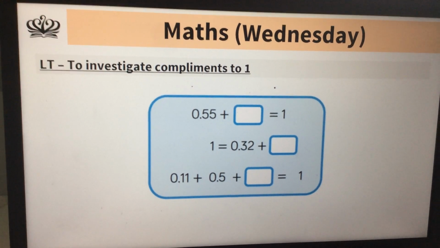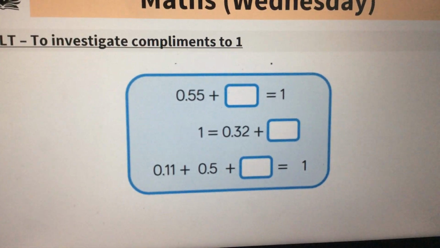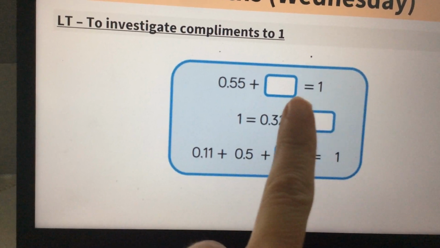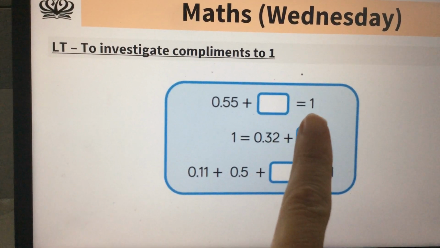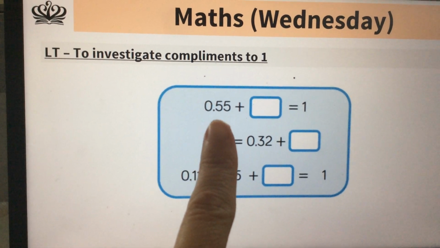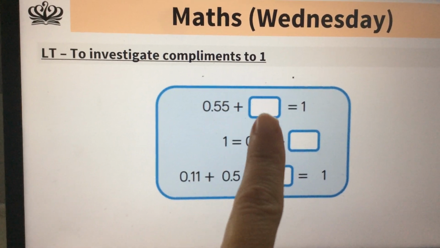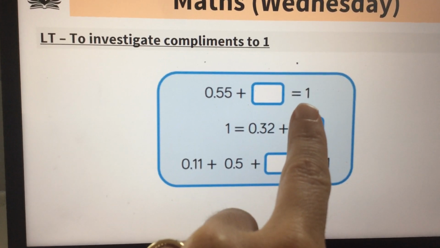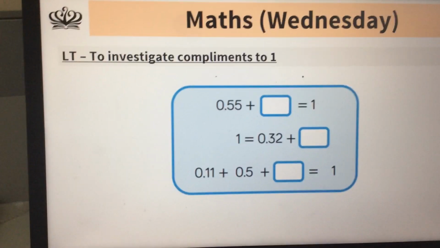Okay. Right, this one again, we're looking for the missing number. So again, using your subtraction here would be a really good strategy. So 1 take away 0.55, what are you left with? Check, add those two together and you should be left with 1. Okay, so give those a go.